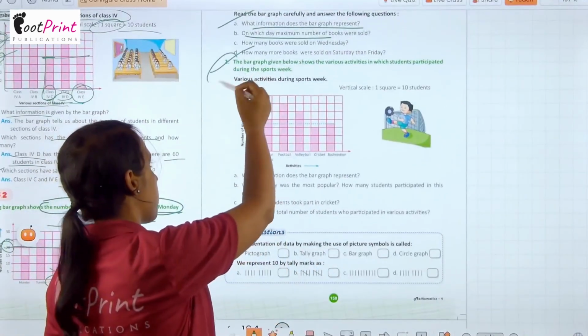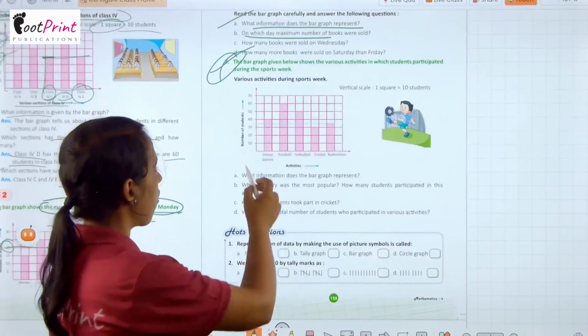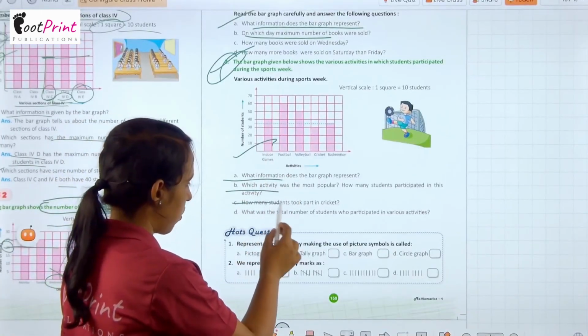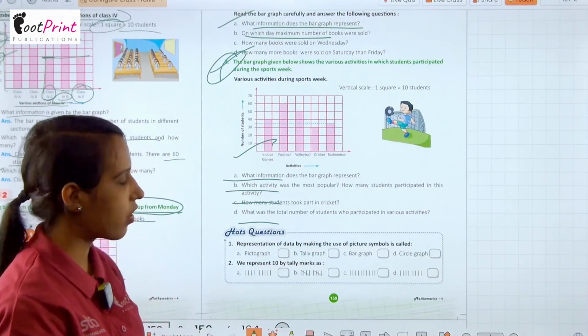And here we have question number 2. In question number 2 also we have a bar graph and here we have some questions and you have to give the answers to these questions.